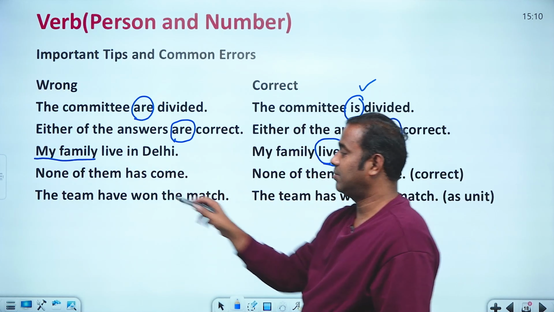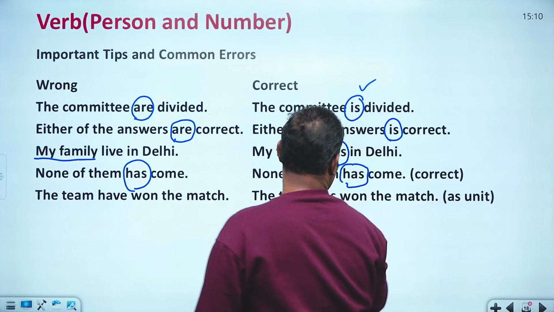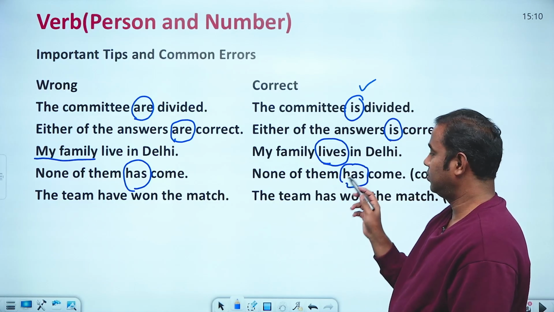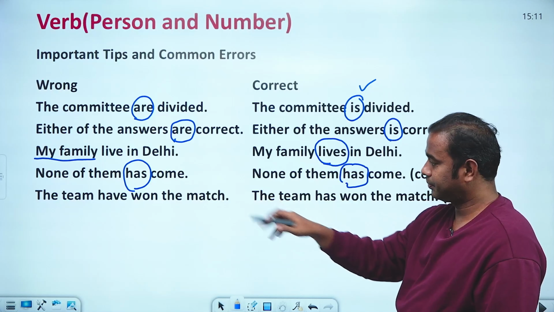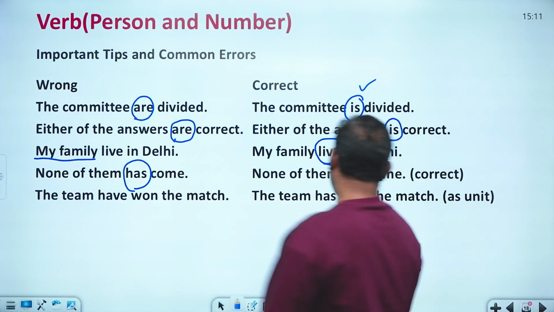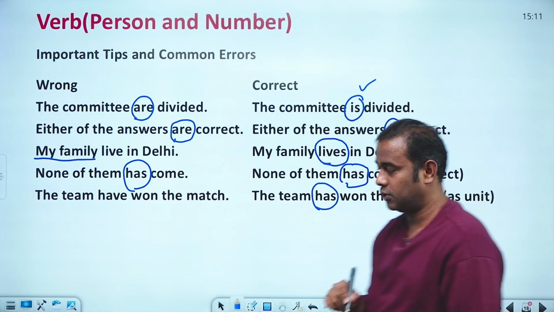None of them has come. None of them have. None of them has come. So none of them has come. Okay. So here, the team have won the match. The team has won the match. Okay, that's one point.